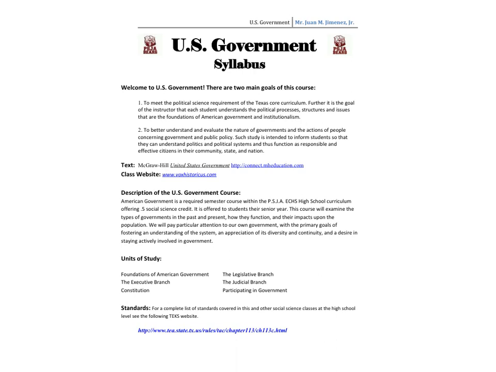The units of study required are the foundations of American government, the executive branch, the legislative branch, the judicial branch, the Constitution, and participating in government. Further standards can be found in the Texas State TEKS website.